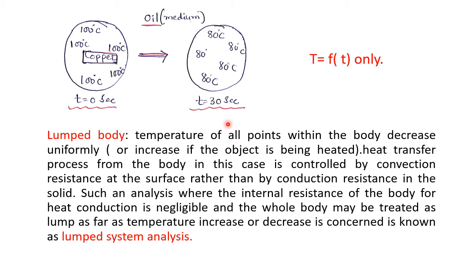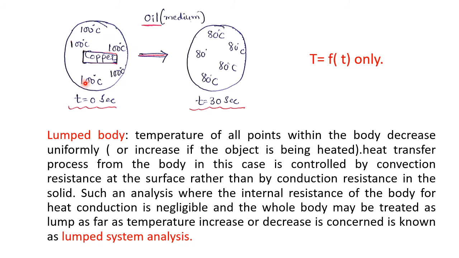Let us consider a copper ball which is at a high temperature. Let us say this copper ball is at 100 degrees centigrade. It is also a uniform temperature body, that means the temperature at all the points within the body is the same. When this copper ball is quenched in an oil medium, heat flows by conduction from within the body to the surface, and from the surface to the oil medium by convection.